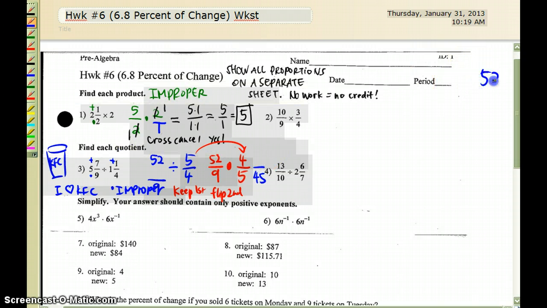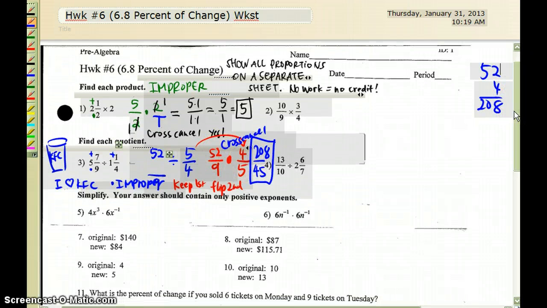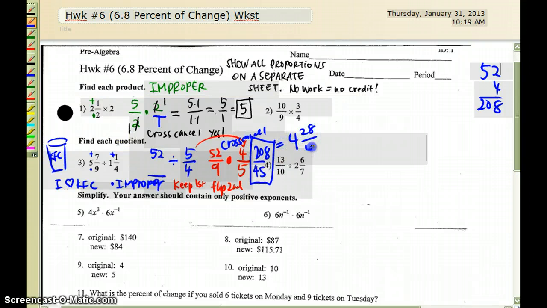I'm going to work it out over here. Don't have a lot of space. So 208, and it's already simplified, and I know that because when I look to cross cancel here, which I can cross cancel after I do K, F, and C, then I can cancel after it's flipped and the sign has been changed to multiplication. And I noticed 52 and 5, there's nothing to cancel there. So I also know that it has been simplified. And if you wanted to write the mixed, you could do that too. 4 and 28 45ths.